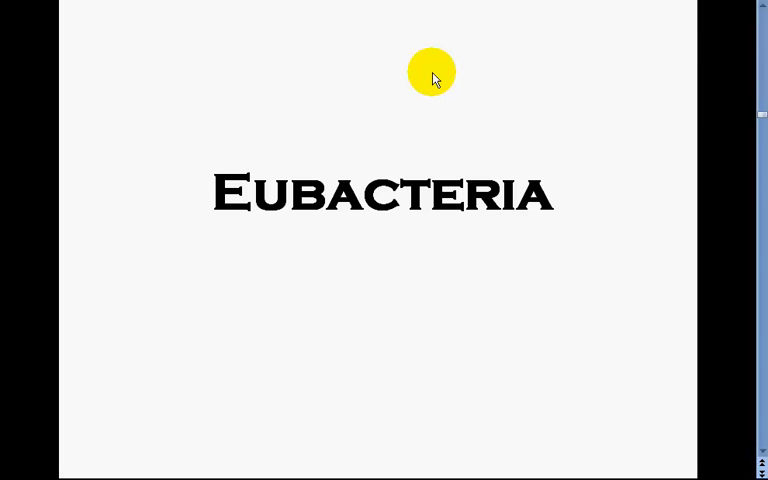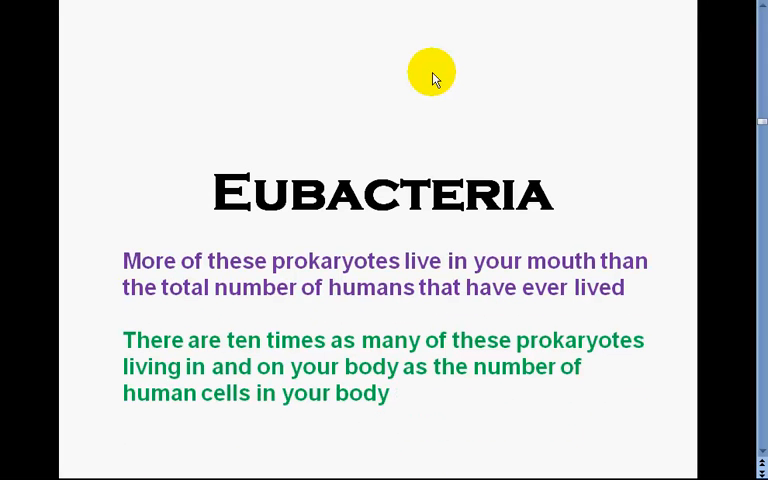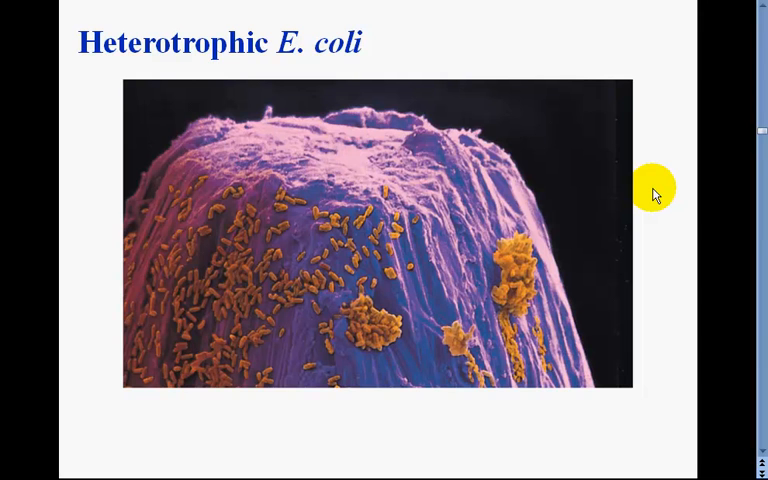All right, let's take a quick look at some examples of eubacteria, the first domain to evolve. As I mentioned, there's a lot of eubacteria out there. In fact, there's more living in your mouth right now than the total number of humans that have ever lived. Kind of gross. There are also 10 times as many of these living in and on your body right now as the number of human cells in your body. So if we were to look at your cells, you'd actually be dominated by eubacteria.